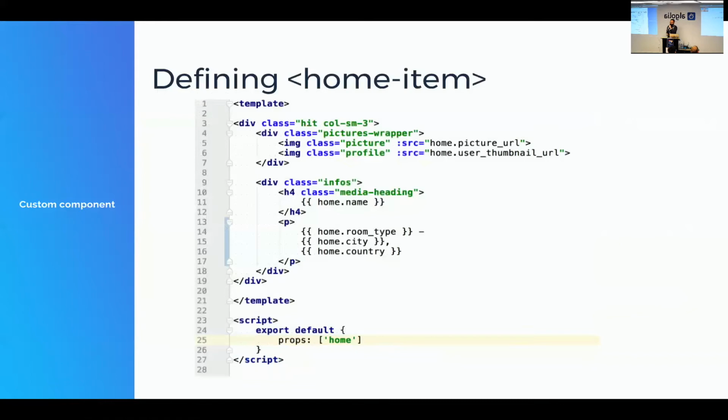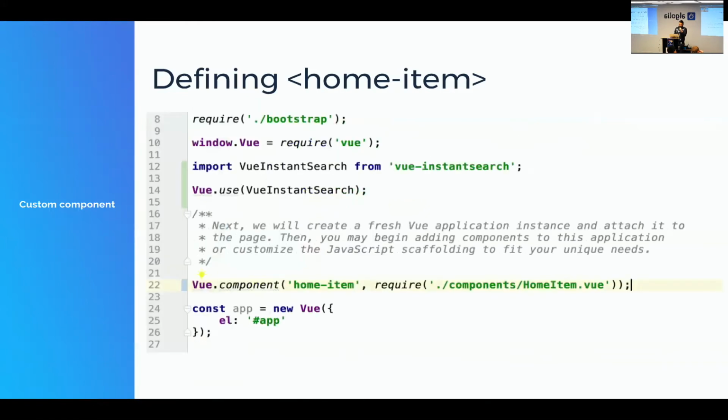Then, of course, in a real application, you will define a dedicated component to display your results. In this example, I named it home item. So the first part is displaying images, then different information about the home, the name, room type, and the address. If you look at the props, there is only one, it's home, and we'll pass the whole result to this so we can access anything in the template.